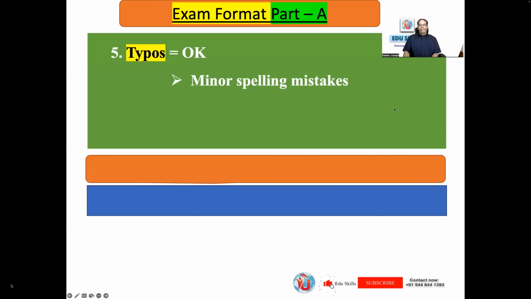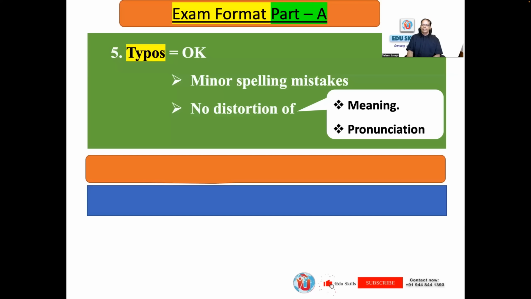Typos, okay, minor spelling mistakes are okay, but they should never distort the meaning of the word or the meaning in the context, or distort the pronunciation in a major way. So minor typos, for example when you write 'better', if you use one T instead of two Ts, may be condoned. But if you write BUTTR, 'butter', the meaning is entirely different, the pronunciation is different. So those typos, meaning spelling mistakes, will not be all right. You will be penalized for those things. So beware of the spellings. Meaning and pronunciation should not be distorted when you have a typo or spelling mistake.